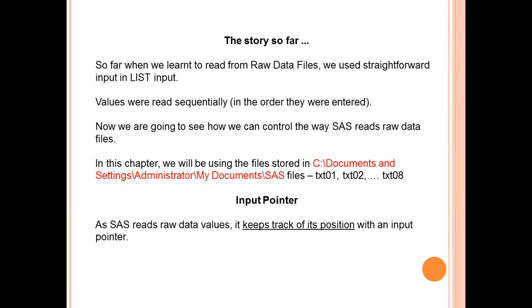Now we are going to see how we can control the way SAS reads the raw data files. Because if we do not mention any option or give any controlling statement to SAS, it will read one by one, in the same sequence as the data is in the raw file. If column 1 is at the first position and column 2 is at the second position, SAS will read column 1 and then column 2. But when we talk about controlling the load, we can ask SAS to read column 2 first and then column 1. It's all up to us how we want SAS to work.